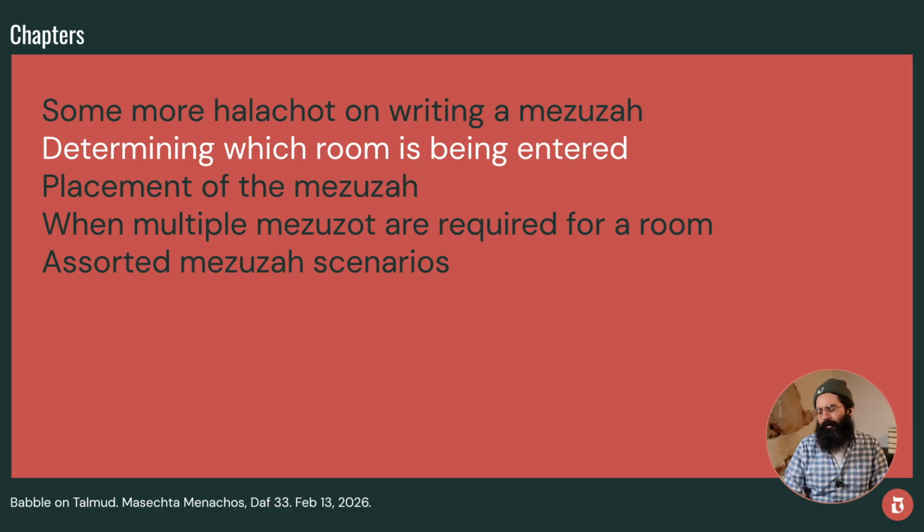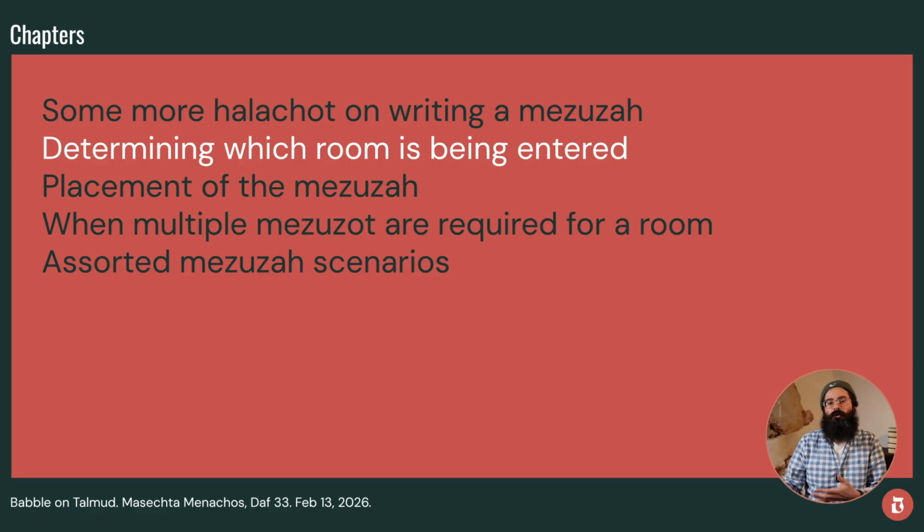Some of these topics actually show up at different points throughout the daf. So on today's daf, we will be learning about determining which room is being entered, because that is basically the key determinant of which side of the doorpost the mezuzah goes onto. If you imagine you have two rooms with a doorway in between them, the mezuzah is supposed to be on the right side of which room? The right side of the room that's being entered.